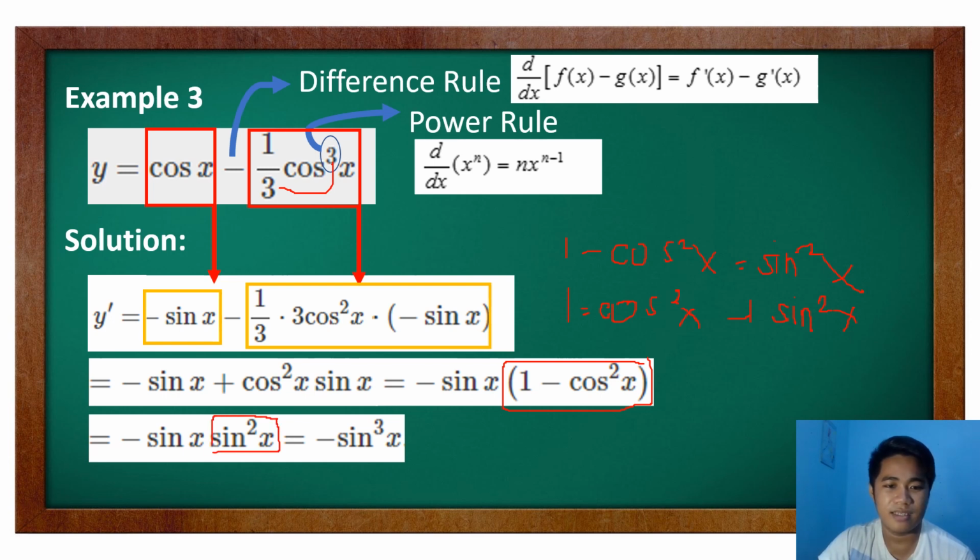Okay, so negative sine x multiplied by sine squared x becomes negative sine cubed x. All right, so that's our answer. Let's move on to our fourth problem.